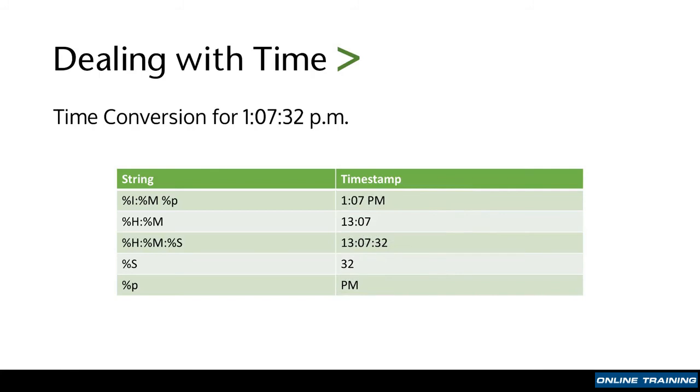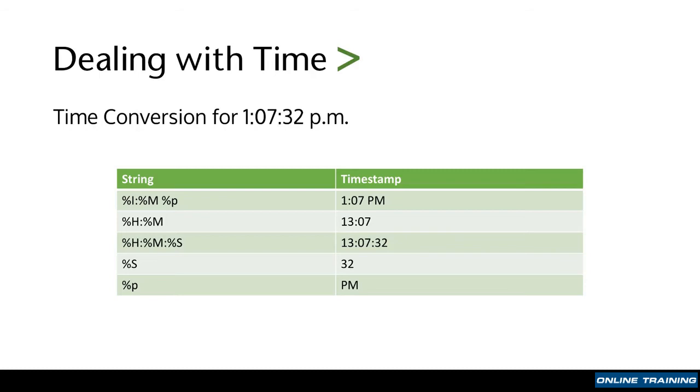Capital I gives us the hour in 12-hour format. Capital M gives us the minute. And then that lowercase p gives us the AM or the PM stamp. And we can really put any marker in the middle of those. See, I have a colon there. You could have put a dash or whatever you want, really.